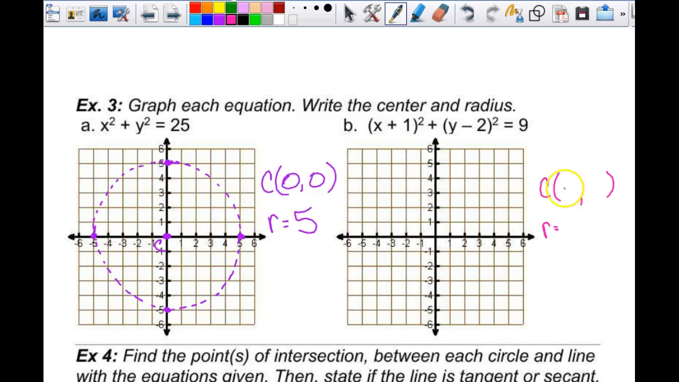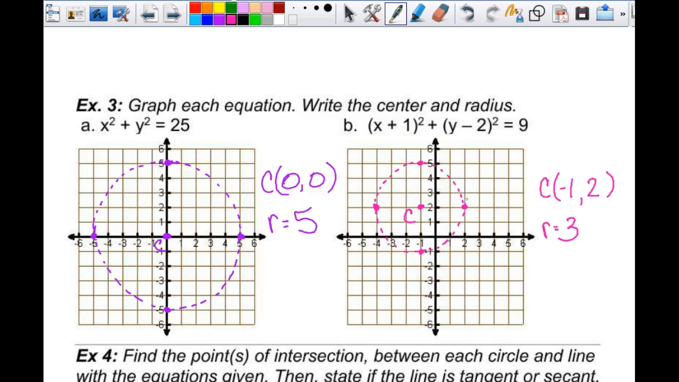What's the center? -1, 2. Good. -1, +2. What's the radius? 3. Awesome. All right, get that graphed. Turn that off, please. All right, so does your circle look like mine? Or maybe better? Okay. Should be in the position and same size and everything at least.